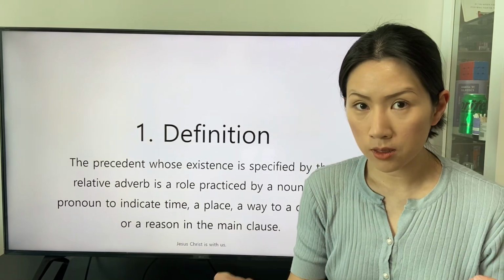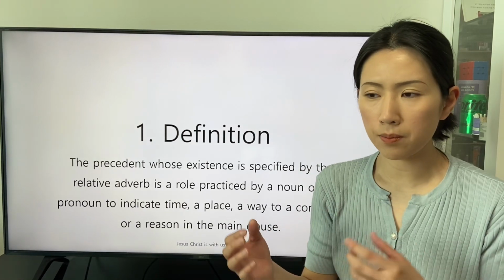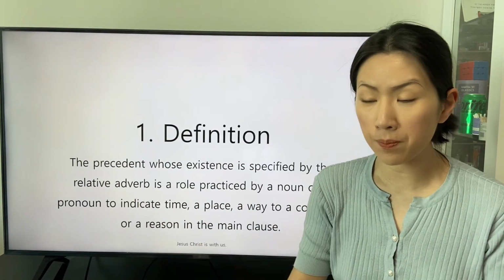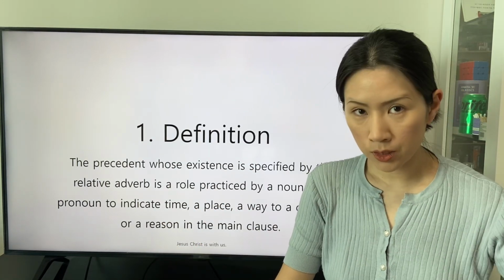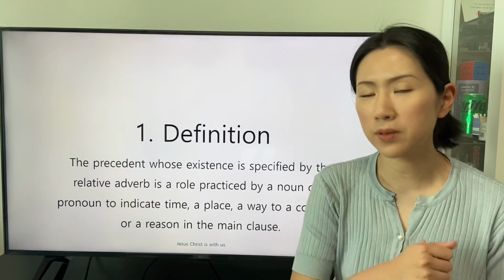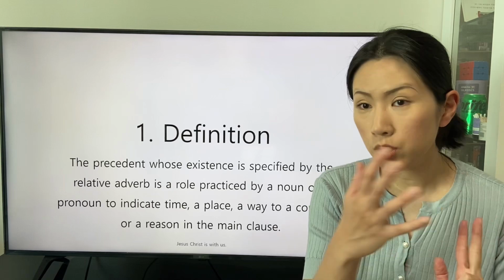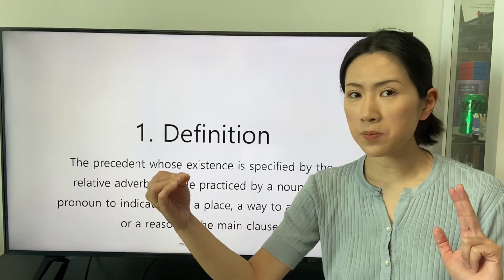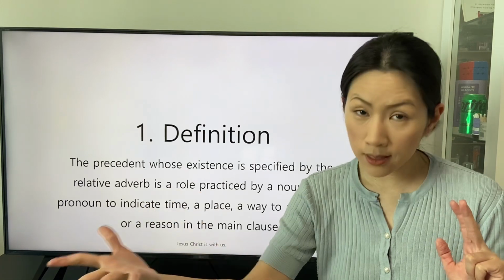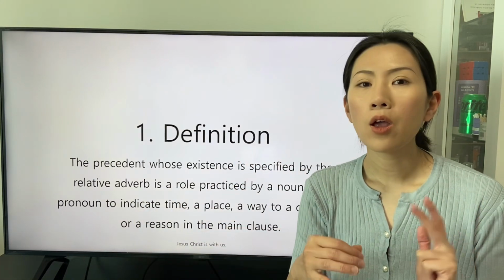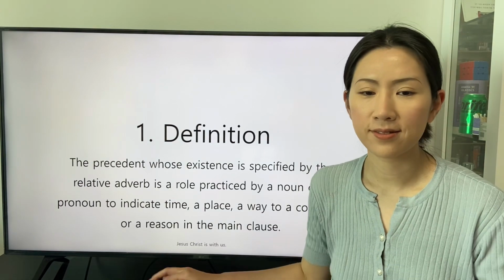The precedent that is specified by the subordinate clause linked by the relative adverb is specialized into an indication about time, a place, a way to a condition that the subject attains with the way or a reason.